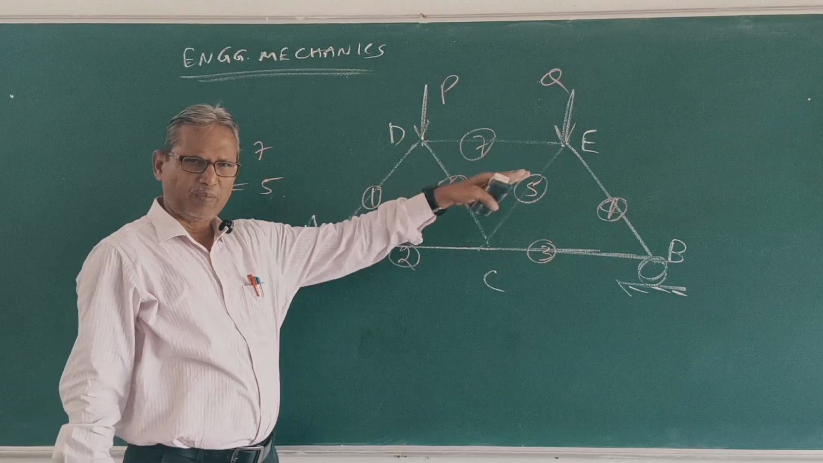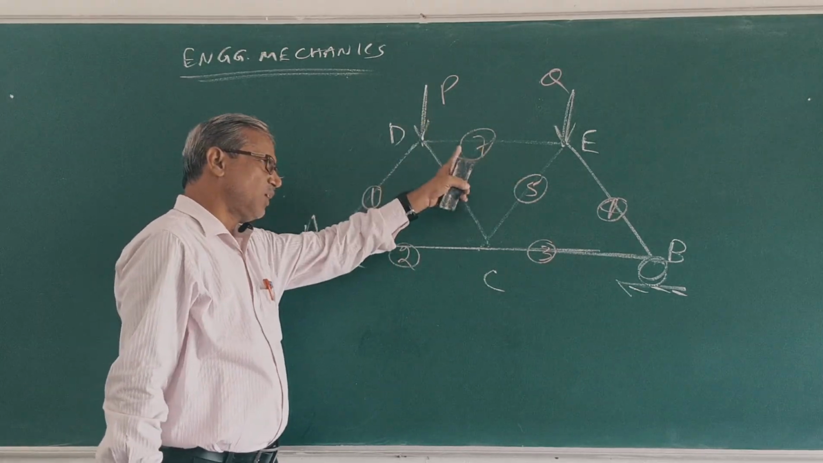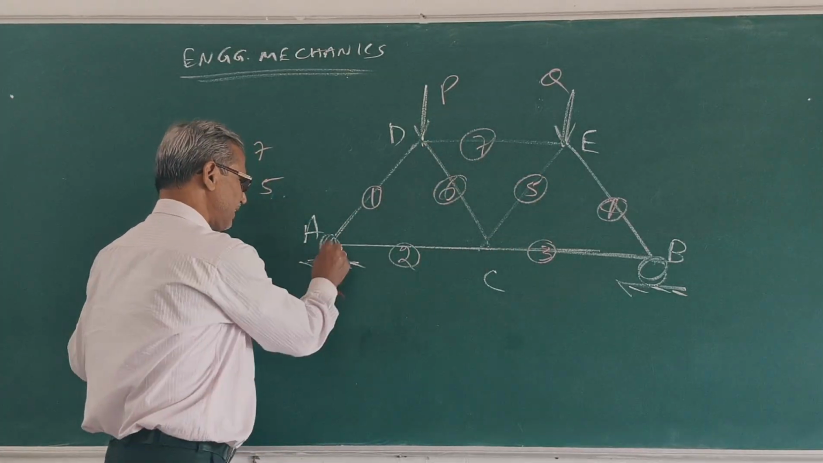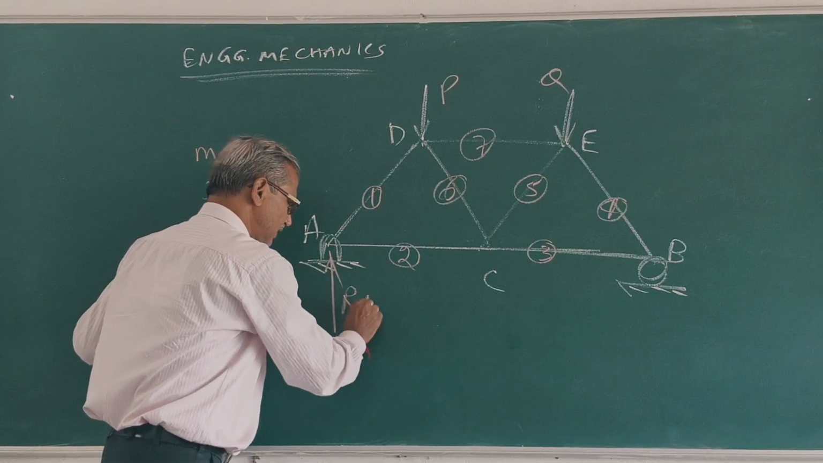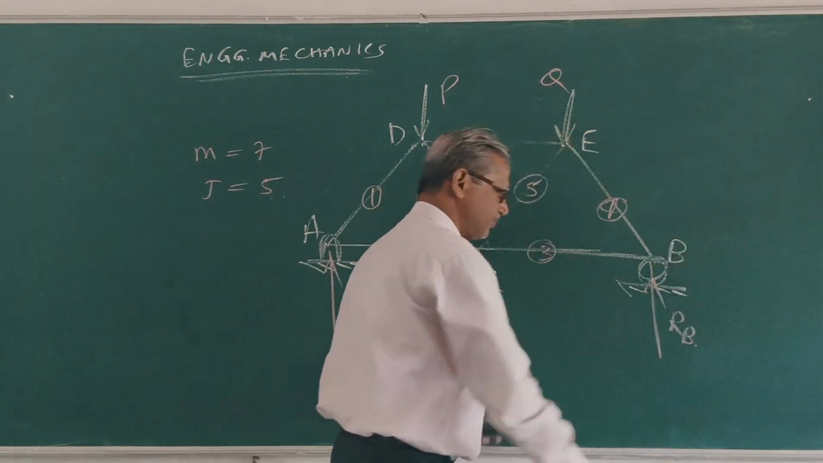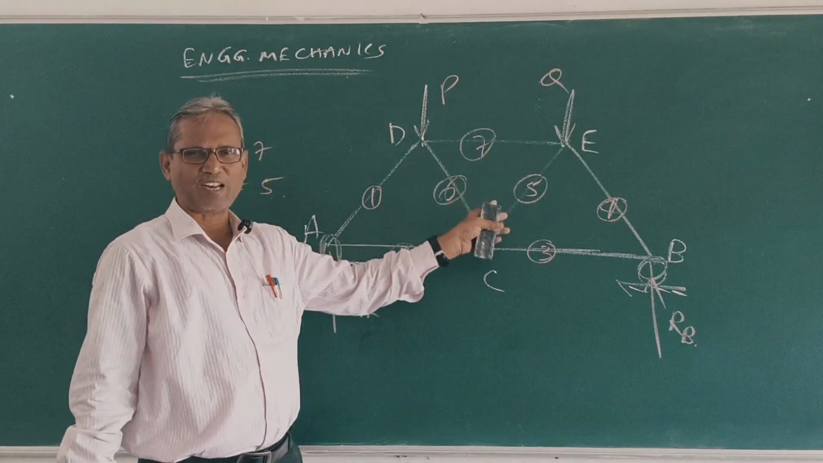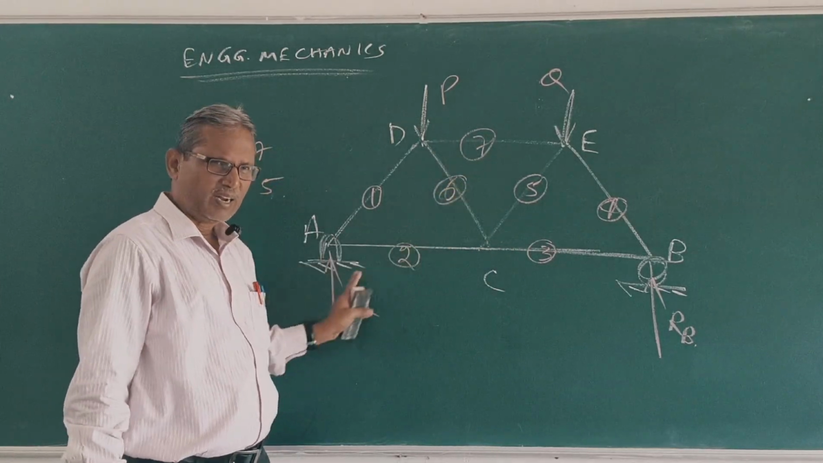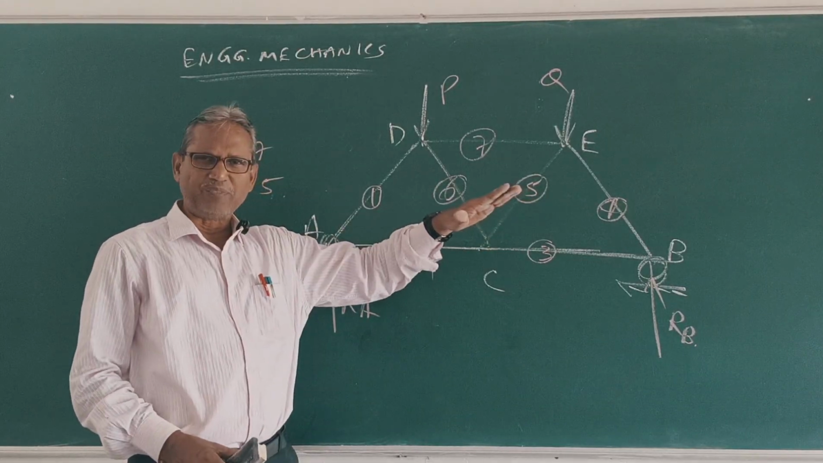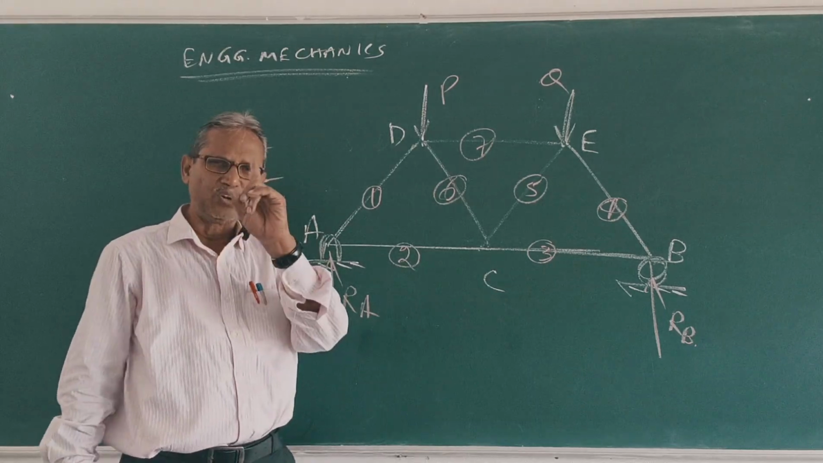Each member is a straight member and loads are applied at the joints only. This is a joint, this is a joint, this is the reaction at A, RA, this is the reaction at B, RB. Clear? A is a joint, B, C, D, all are joints. Loads and reactions are at these joints only. Clear? Each member is a straight member, and each member is a two force member.